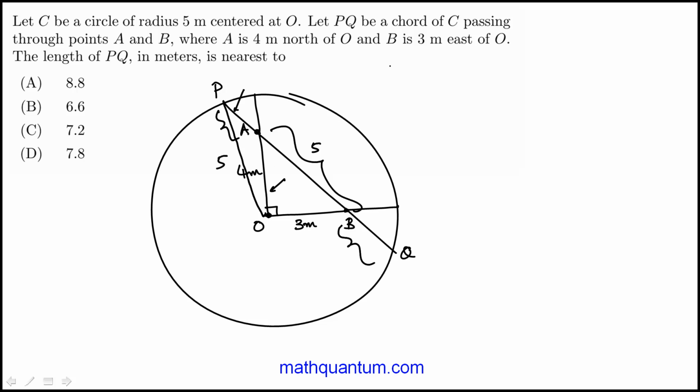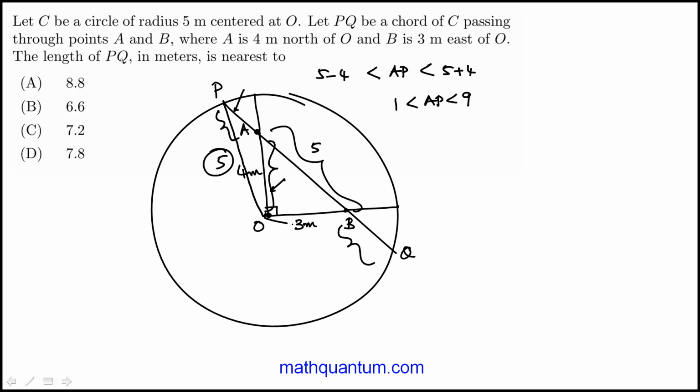Now I can use the triangle inequality to say AP has to be greater than the difference of the two other sides, which is 5 minus 4, and has to be less than their sum. So I knew AP has to be greater than 1, less than 9.